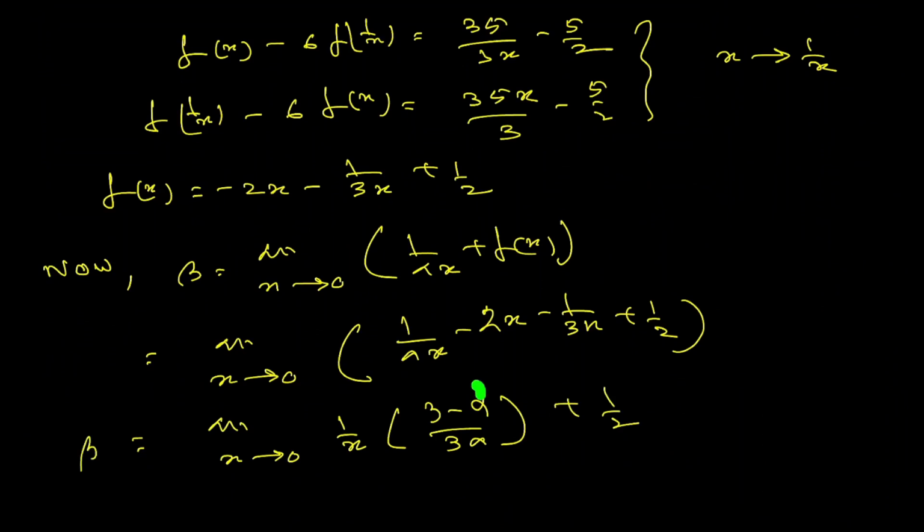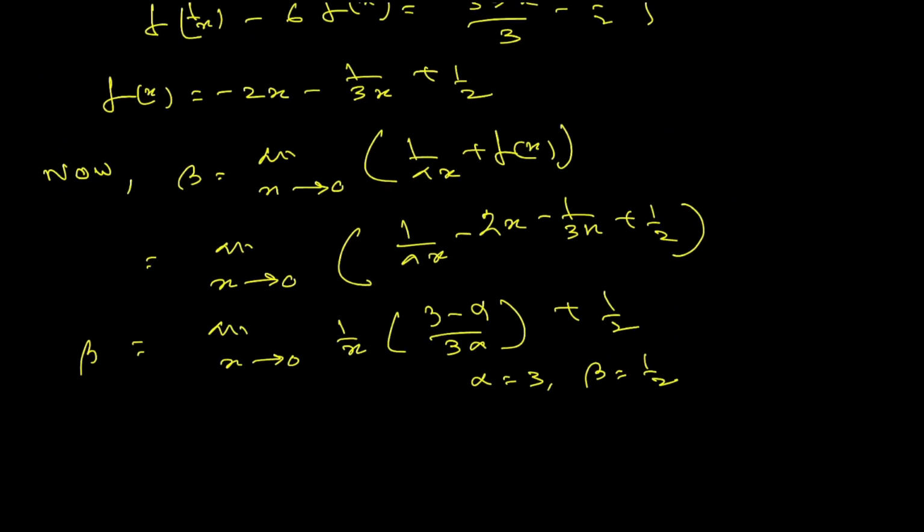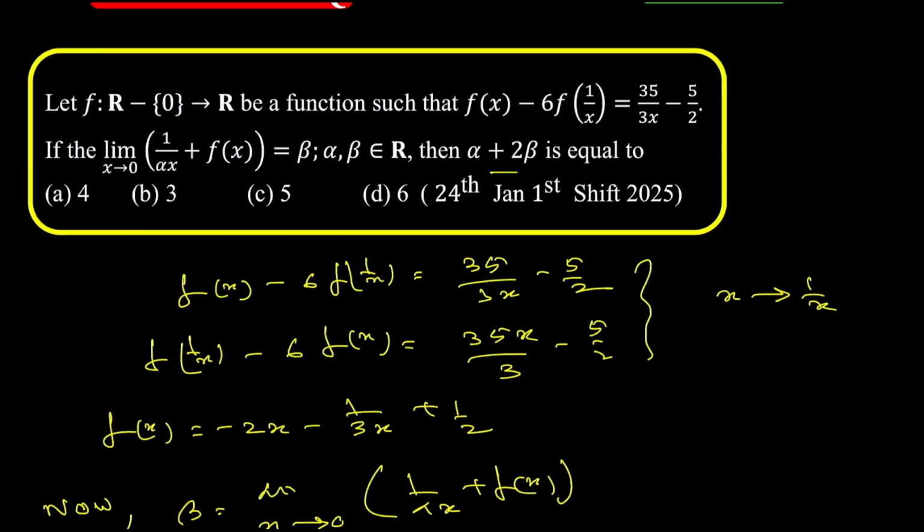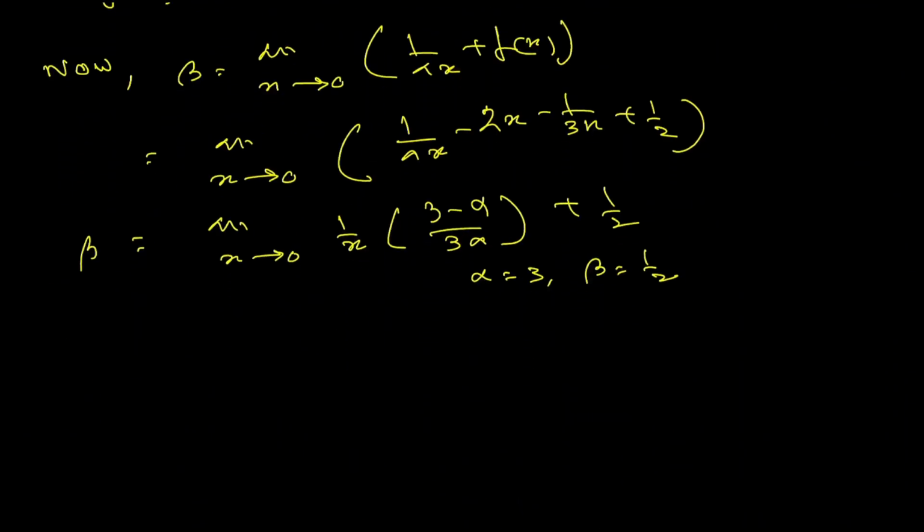Now 3 minus alpha should be 0, otherwise the denominator makes this infinity, so alpha should be 3, and automatically beta equal to half. Therefore alpha equal to 3 and beta equal to half. Finally our target is to get alpha plus 2 beta. Therefore alpha plus 2 beta equal to 4. Okay, now I'm going to the next sum.